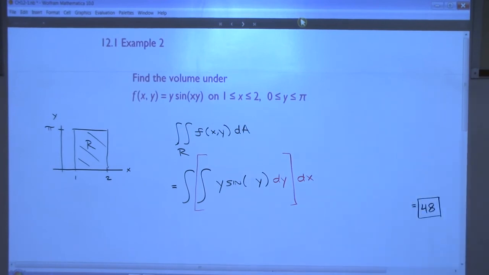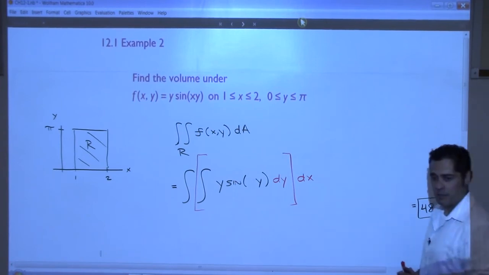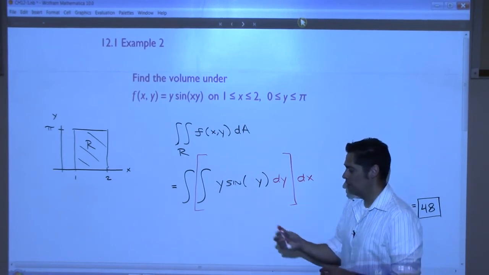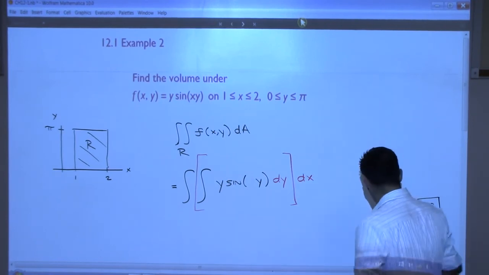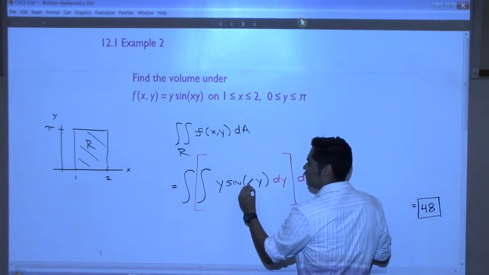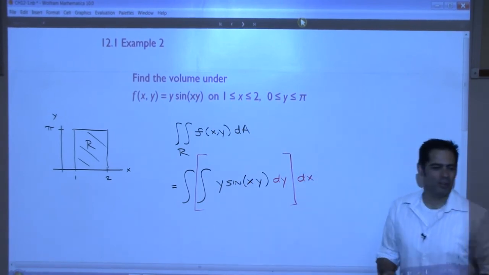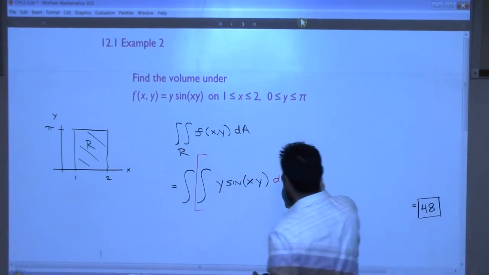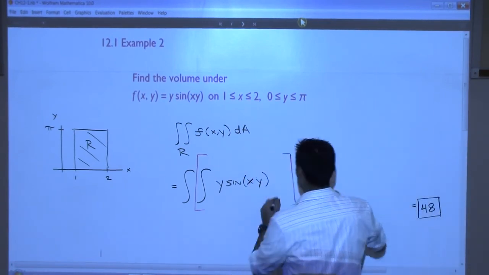How would you integrate that? Integration by parts. That's what it would take. This would take integration by parts to do. What was it? It was x in there. So do you feel like doing integration by parts? Sure we do. But would it be easier the other way? Would this be easier to do it this way?